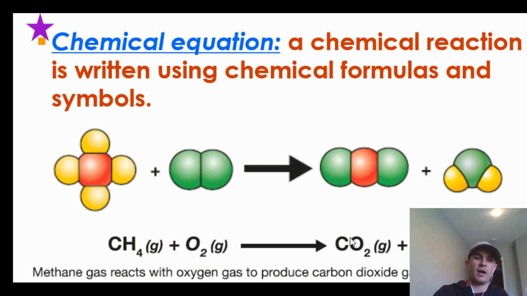Notice how on this picture right here, we have 1 carbon and 1, 2, 3, 4 hydrogens. Over here, O2, well, we have 2 of the same atoms. Over here, we have another red, that's our carbon, right? And then we have 2 oxygens. And over here, green was our oxygen, and the yellow were our hydrogens. So you can see how those match up in that chemical equation.